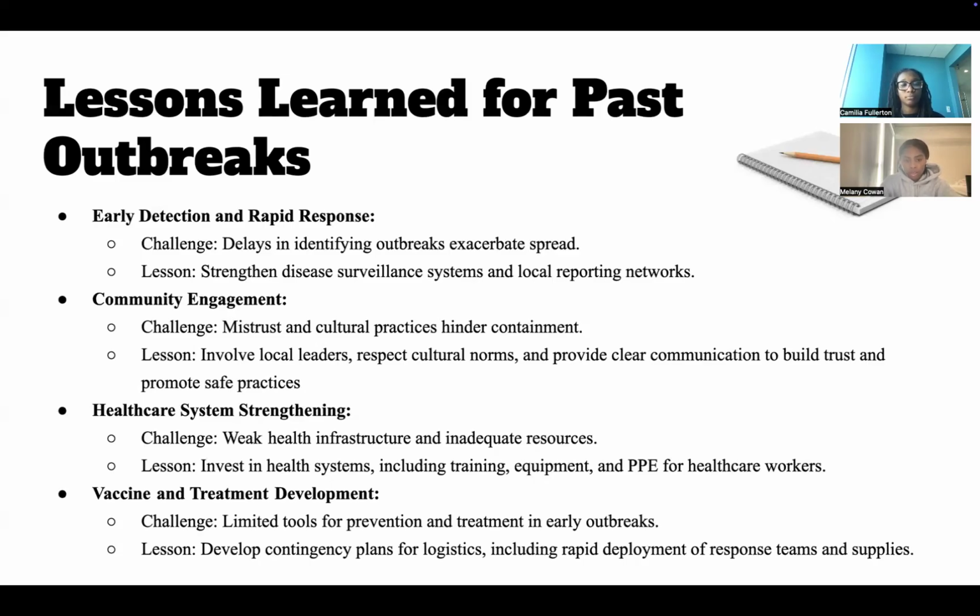So based on all of this, we can say that in past Ebola outbreaks, early detection saved lives, engaging communities builds trust, and strong healthcare systems are essential, and investing in vaccines and rapid response teams ensures we are better prepared for the next crisis. Next slide.